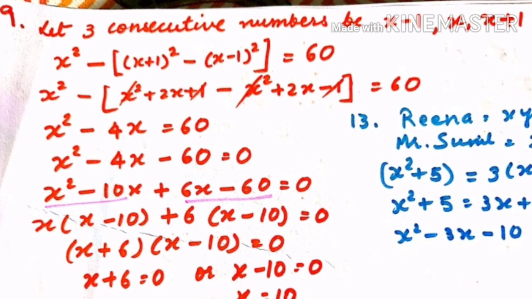Now taking factors of 60, that is 10 and 6 to get minus 4. So x square minus 10x plus 6x minus 60 is equal to 0. From first two terms, x common, x minus 10, plus other two terms 6 common, x minus 10 is equal to 0. So we have two brackets, x plus 6, x minus 10 is equal to 0. Now x plus 6 is equal to 0 or x minus 10 is equal to 0. So we have two roots here, x is equal to minus 6 and x is equal to 10.